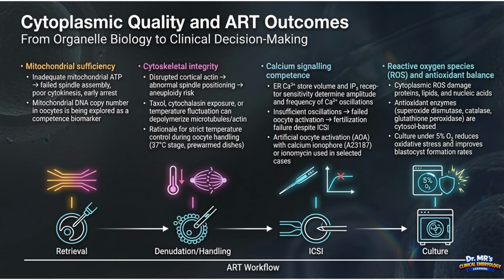Mitochondrial sufficiency is foundational. Mitochondria generate the adenosine triphosphate that powers spindle assembly, chromosome movement, and cytokinesis. When mitochondrial density is inadequate, whether due to maternal age, mitochondrial deoxyribonucleic acid deletions, or cytoplasmic abnormalities that disrupt mitochondrial function, spindle assembly fails, cytokinesis is incomplete, and embryos arrest early. Mitochondrial deoxyribonucleic acid copy number in oocytes is currently being explored as a biomarker of developmental competence, though it has not yet entered routine clinical use.